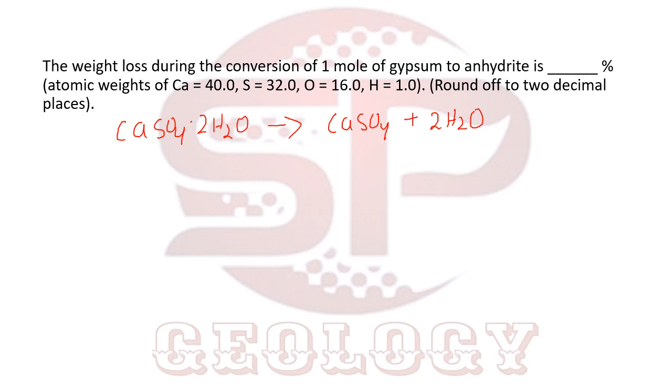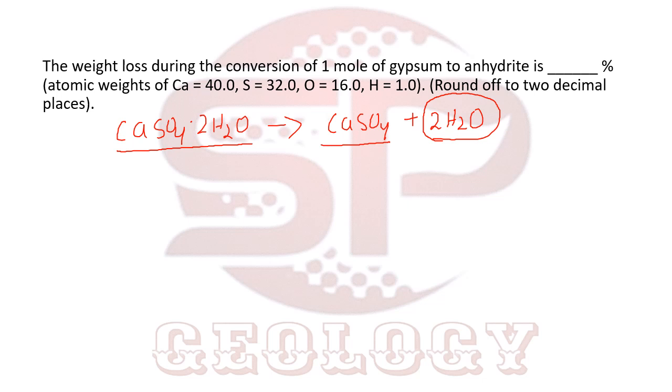So you can see here CaSO4·2H2O, when converting towards CaSO4, this much weight is lost, that is 2H2O amount of weight is lost. It is separated from the gypsum. So anhydrite is dehydrated. So this much is actually lost during the conversion of 1 mole of gypsum to anhydrite. So we have to calculate it in percentage. So first we have to calculate the weight of CaSO4·2H2O.